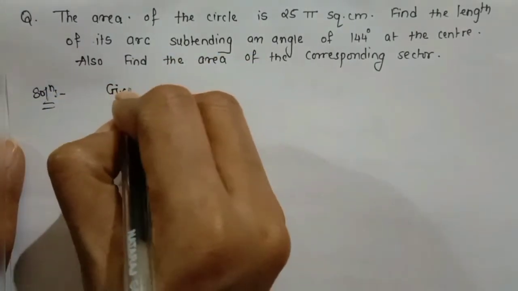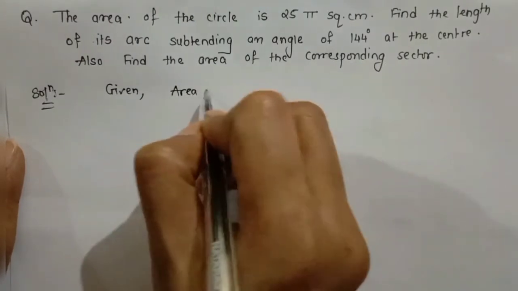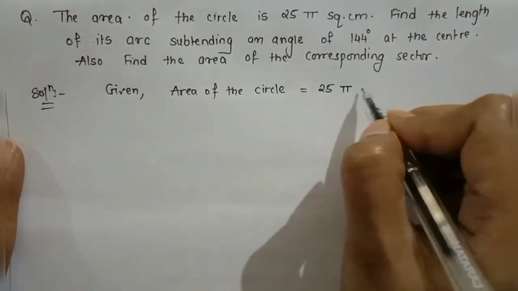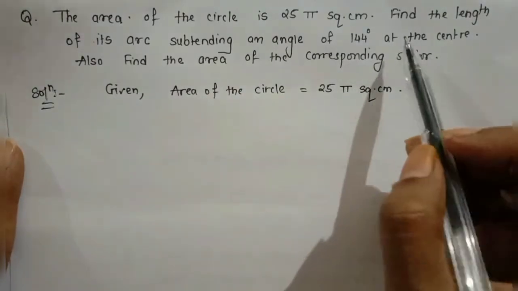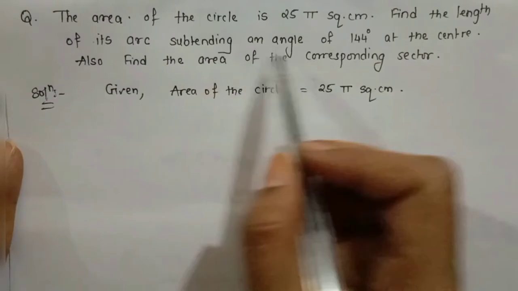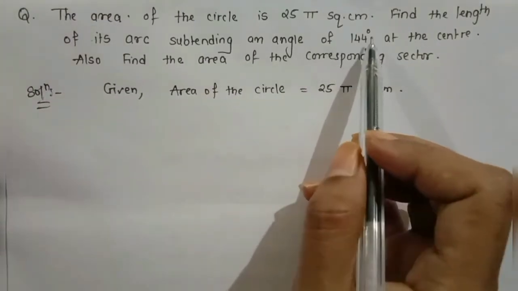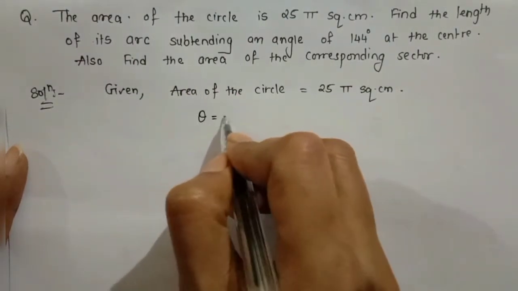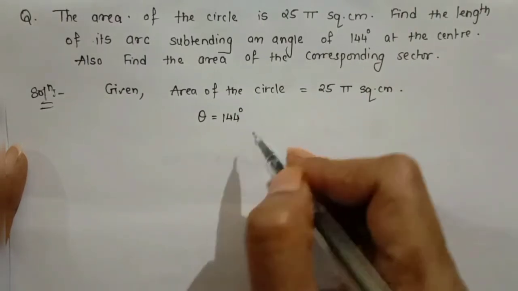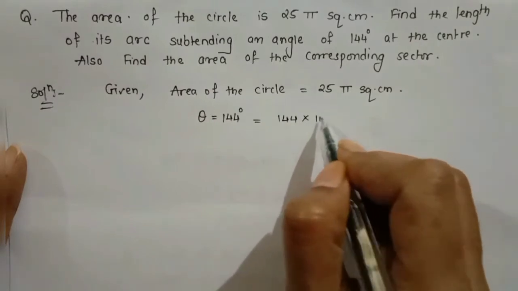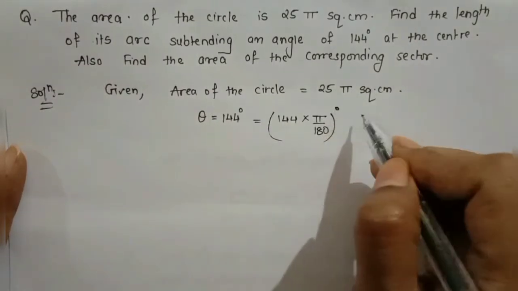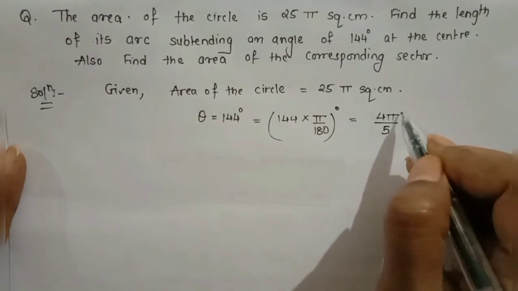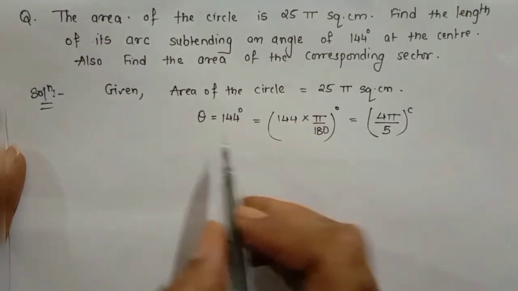Okay, so the area of the circle is equal to 25 pi square centimeter. Then we need to find the length of its arc subtending an angle of 144 degrees at the center. That means your theta is given as 144, but we have to convert this degree to radian, so we'll multiply this 144 by pi by 180, and the answer for this is 4 pi by 5 radian. Okay, now we have got the value of theta.